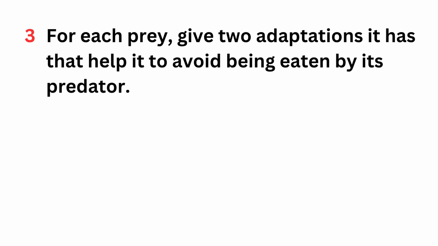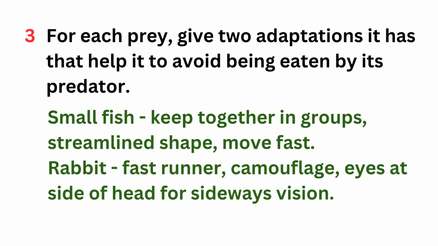Question number 3. For each prey, give 2 adaptations it has that help it to avoid being eaten by its predator. Small fish: keep together in groups, streamlined shape, move fast. Rabbit: fast runner, camouflage, eyes at side of head for sideways vision.